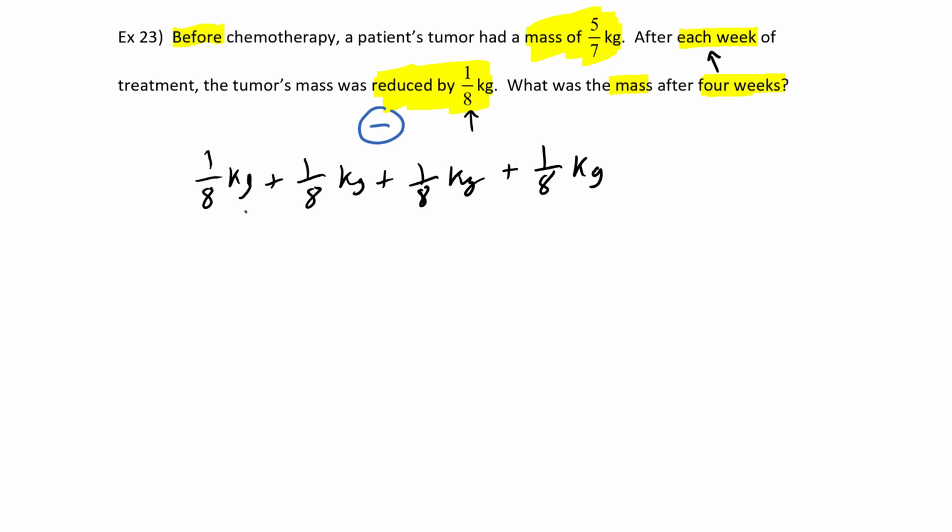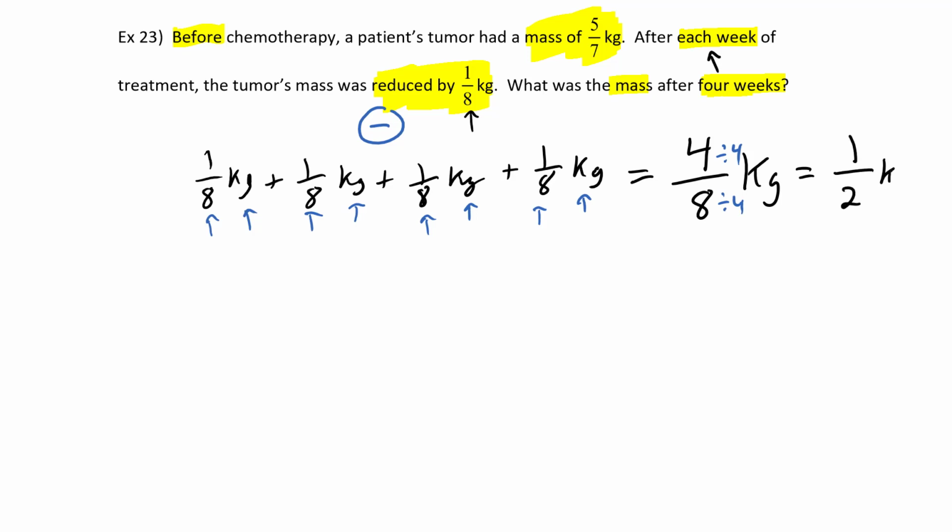First of all, we can add them all together because they all have the same units of kilograms. They also are all like fractions, so there's no need to adjust the denominator. 8 is going to be our denominator. Kilograms is going to be our units. 1 plus 1 plus 1 plus 1 is 4. We can simplify this down. Take a 4 out of the top and out of the bottom, and here we get 1/2 kilogram.